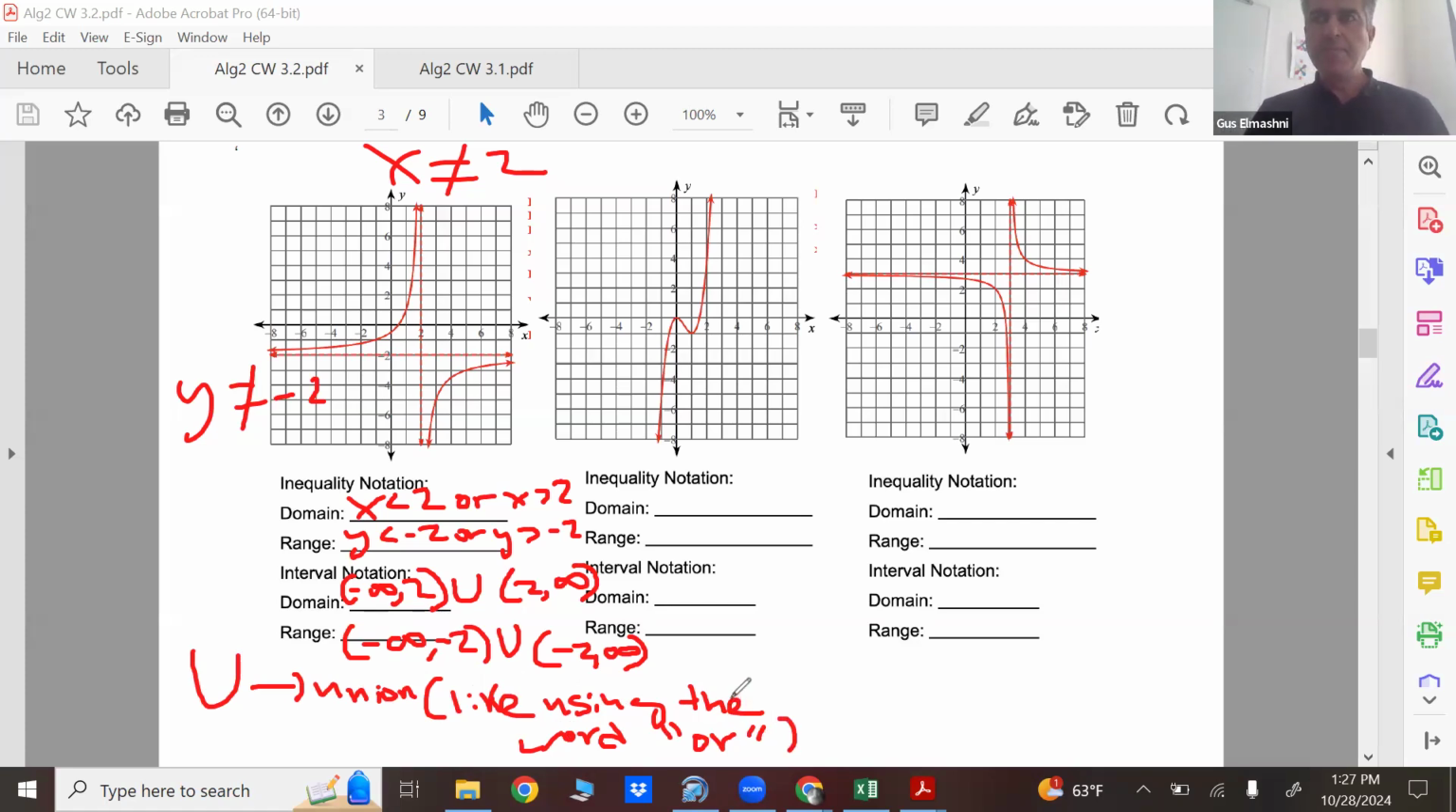Have there ever been situations where you use a bracket on a union? Sure, that could happen. That's when we get into something called piecewise functions. We're not there yet, but there'll be times we'd have to do that.